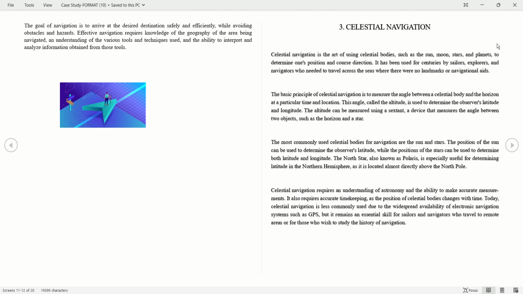Celestial navigation requires an understanding of astronomy and the ability to make accurate measurements. It also requires accurate timekeeping as the position of celestial bodies changes with time. Today, celestial navigation is less commonly used due to the widespread availability of electronic navigation such as GPS, but it remains an essential skill for sailors and navigators who travel to remote areas and for those who wish to study the history of navigation.